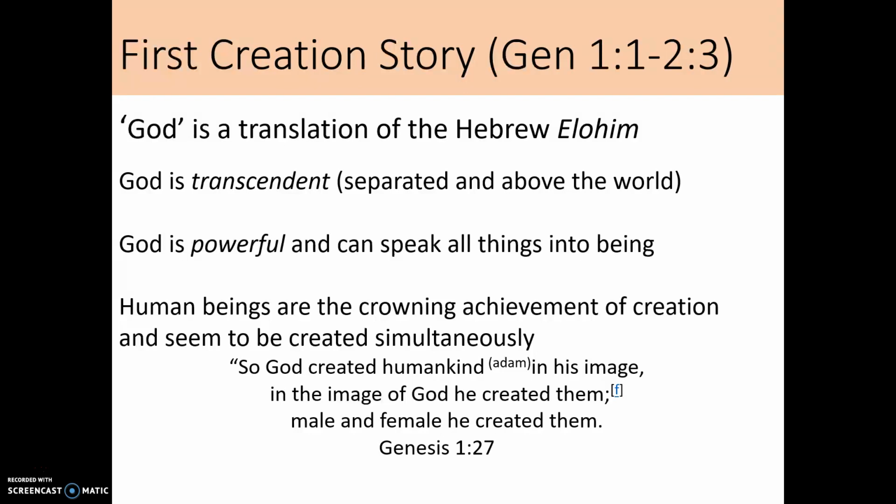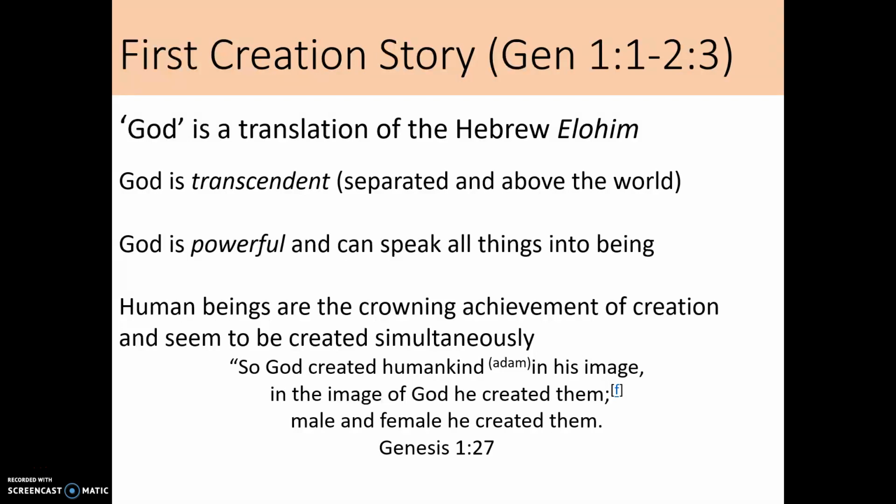And in the E source, there's a pretty consistent picture of God as being transcendent, separated and above the world. God is often portrayed in this source as powerful. And here we see God speaking all things into being. So we see God's power there. And then as you read about the humans in this creation account, where it goes day 1, day 2, day 3, on the 6th day, creatures were formed and human beings were the crowning achievement, the last thing God created.